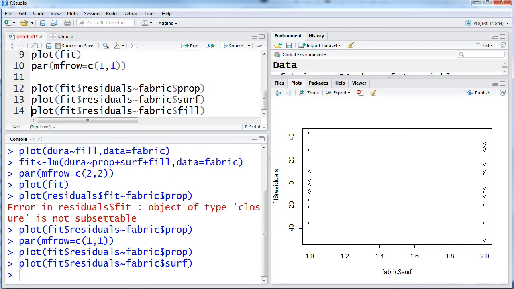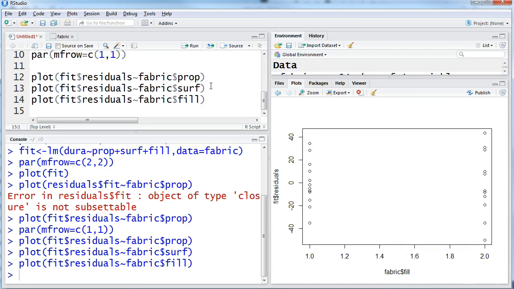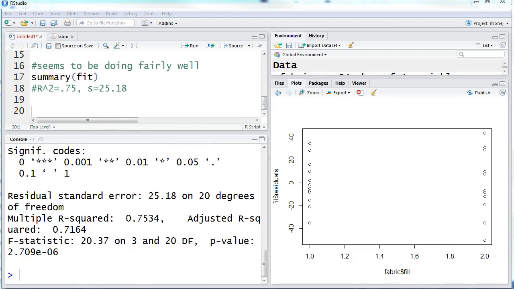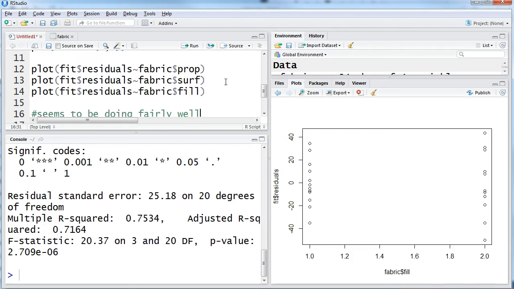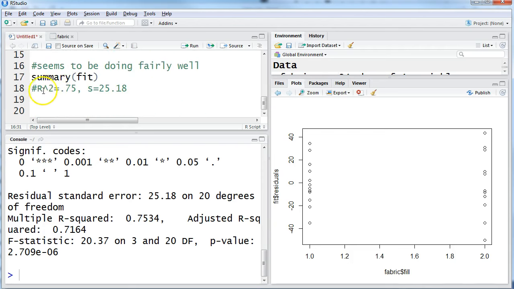Don't really see a pattern there. Not much of a pattern there. And not much of a pattern there. So overall, this could be called a good model. I wouldn't feel bad if any of my students said, I think that these 3 just need to be predictors in the model. And you would get an R-squared of 0.75, which is pretty good, especially since this is real data, and an S of 25.